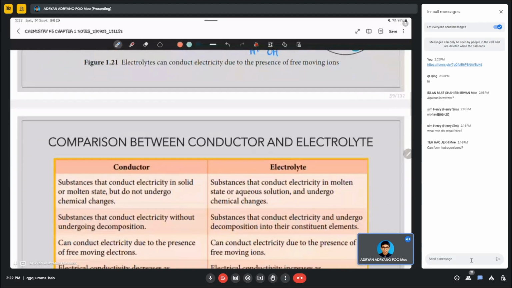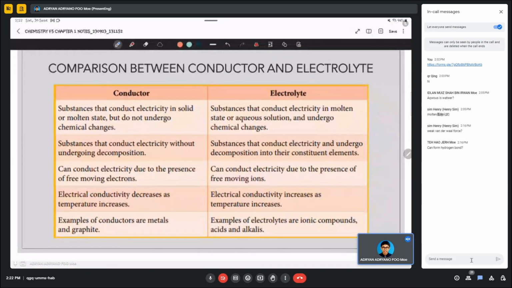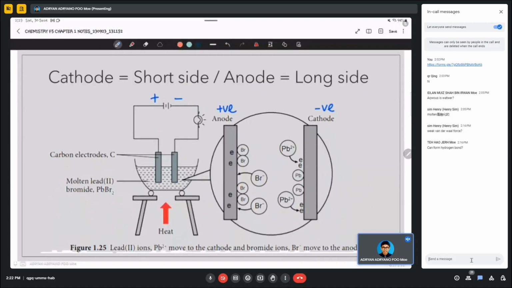Okay, we see the comparison. Conductor and electrolyte, I won't go into detail on this, so you can read through it on your own. What is the difference between conductor and electrolyte? We see here.